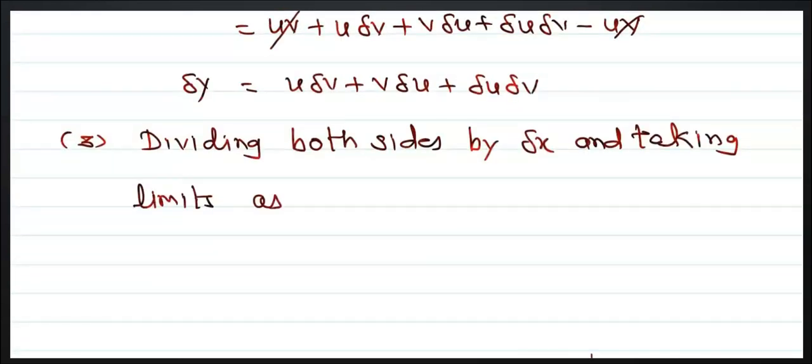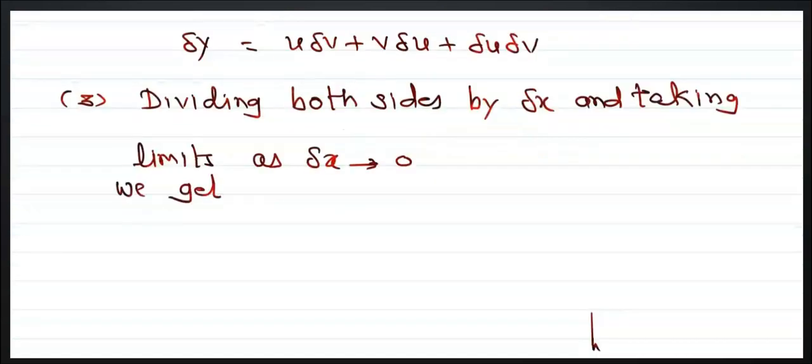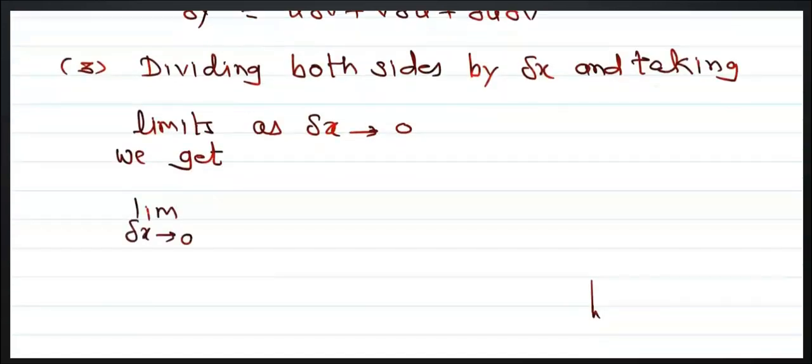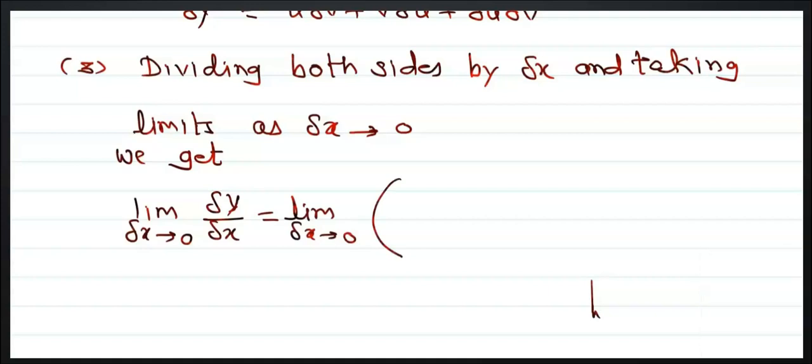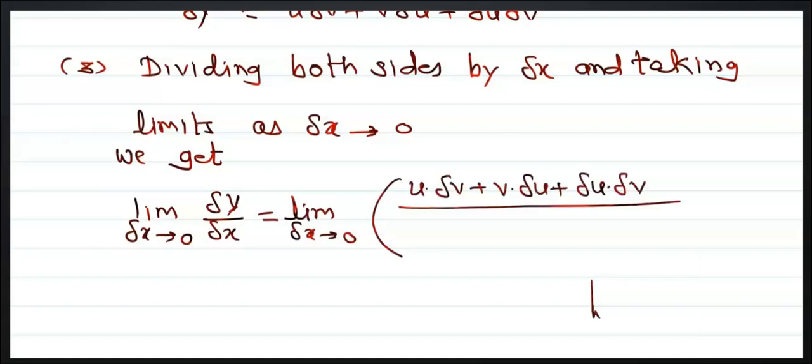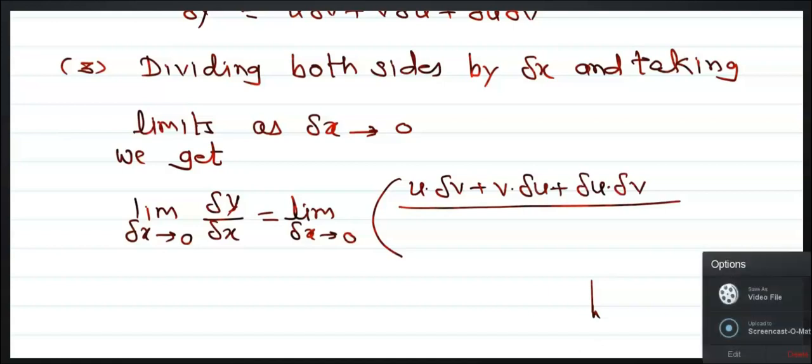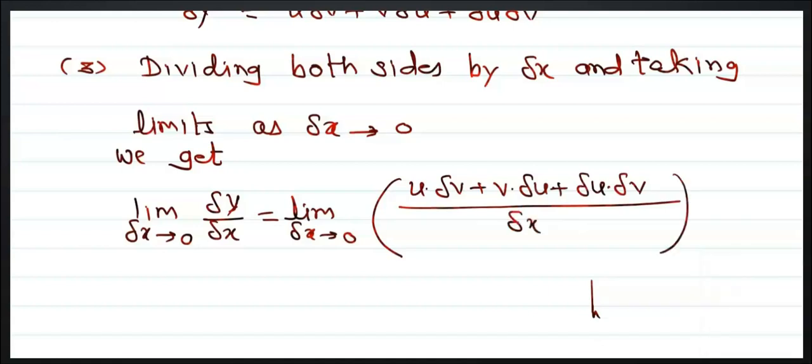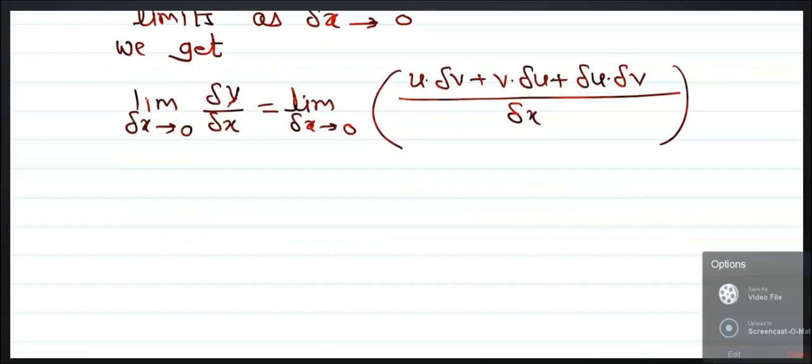That is, the limit as delta x tends to 0. We get limit delta x tends to 0, delta y by delta x, equals u into delta v plus v into delta u plus delta u into delta v upon delta x. Now we'll separate this.